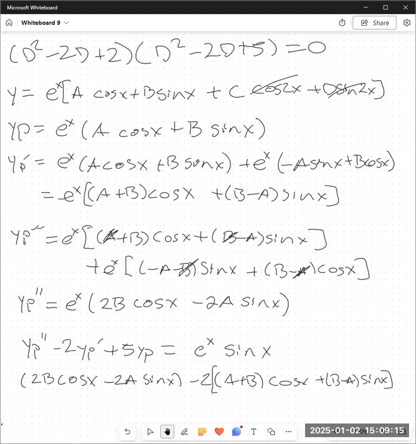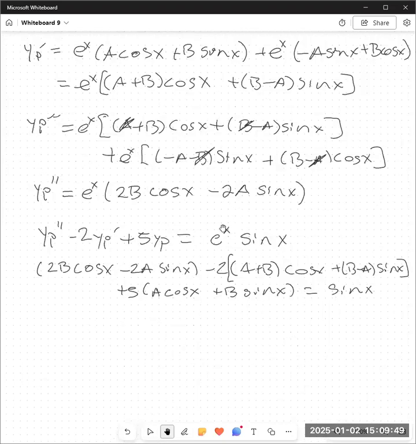And then we have plus 5 times the original, which is a cosine x plus b sine x. That all needs to be equal to e to the x sine x. With the e to the x, we've divided out, so that just needs to be equal to sine x. Put the e to the x back in our final answer when we're done.